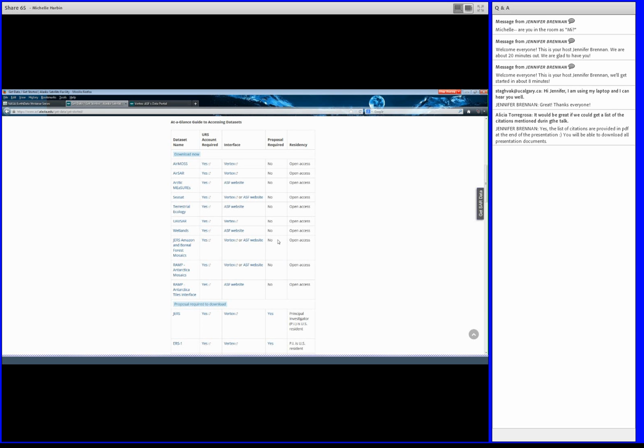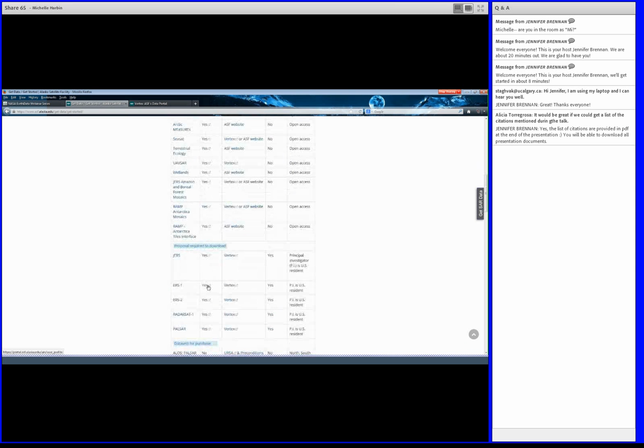You will note that the table is divided into different sections, one that is a download now, which are data sets like UAVSAR and CSAT, which can be downloaded by anyone. Data sets such as ERS-1 and ALOS require short proposals for researchers residing in the United States before downloading. For our international listeners, you can use our data as a co-investigator on a proposal, or there are other sources for radar data available at little or no cost, such as the European Space Agency's Category 1 user process. But as a reminder, this is just for some of the data sets. The other ones are open access.